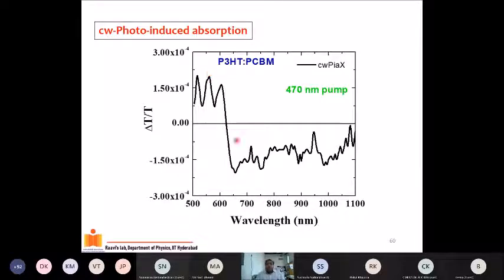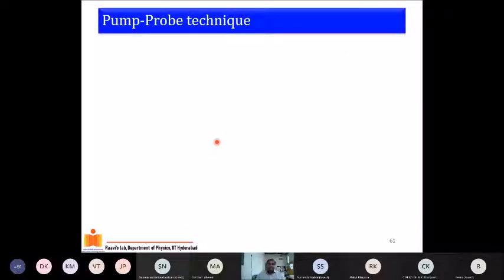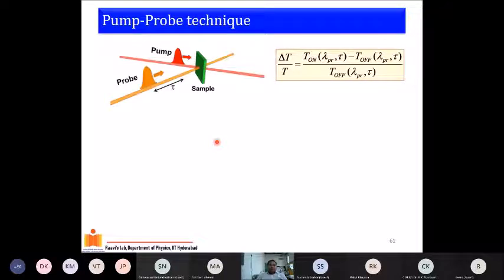So one can look at how the charge band is changing over a period of time by doing this kind of transient absorption technique. On the other hand, let me just spend one more time on the pump probe technique. You have the sample, you come with a pump which is a short pulse, and you probe with another short pulse such that what you measure in the detector is delta T by T, which is the transmission of the probe through the sample in the presence of the pump.